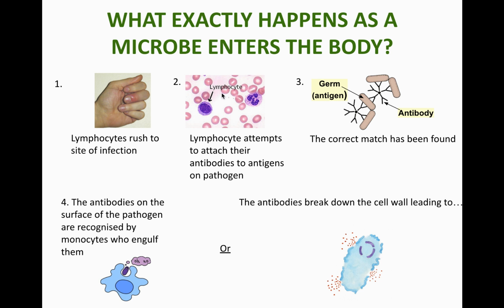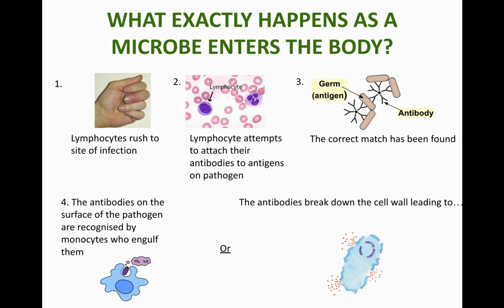Lymphocytes, you'll know from yesterday, are also another type of white blood cell. So there are two types of white blood cell you must concern yourself with. The monocytes, which are the ones that engulf bacteria, like the one down there at the bottom left. And the lymphocytes are the ones that produce the antibodies. So the lymphocytes are also rushing to the site of this infection, and when they reach it, they start releasing these antibodies as quickly as possible.